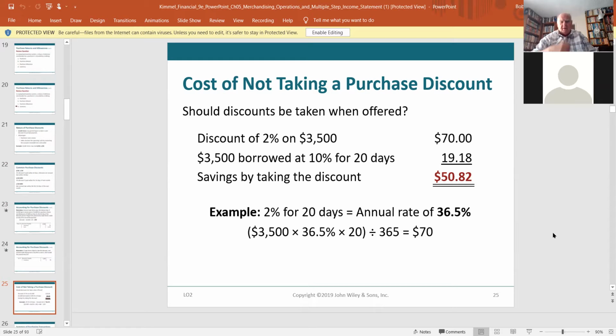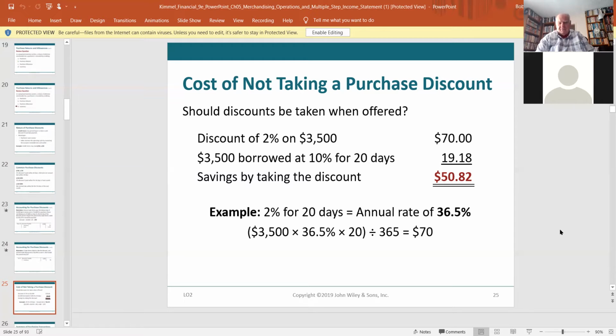And here's what we're talking about. You had a $2 discount on $3,500. That means you gave up the money for 20 days, okay? So if we take 2 and we divide it by 98, I'm going to teach it the better way, 2 over 98 gives you a percentage of 2.04. You divide that into a year, 365 days. That's the number of times you earn that interest rate, and you just multiply it out.